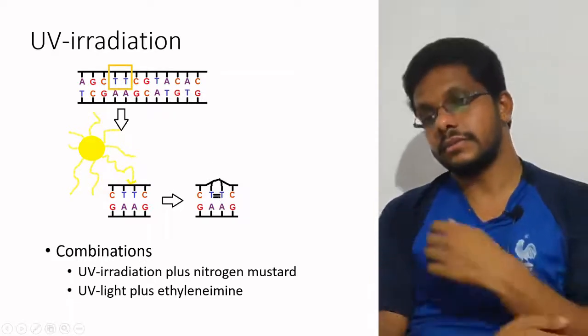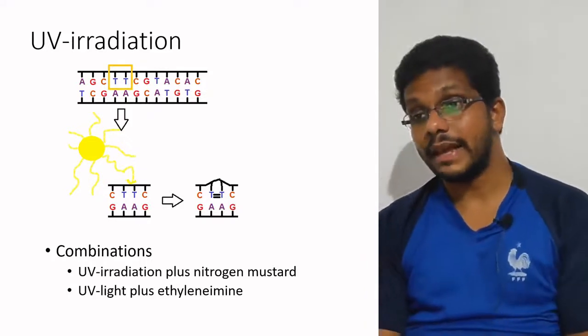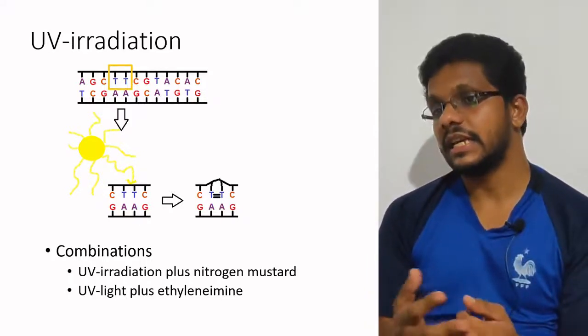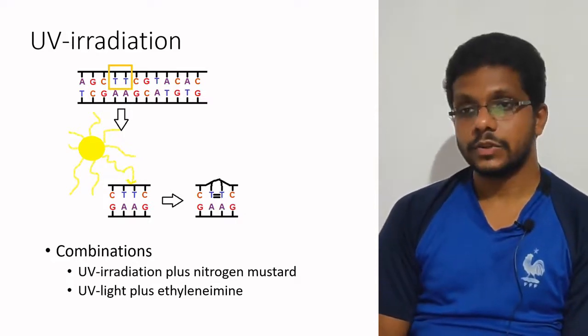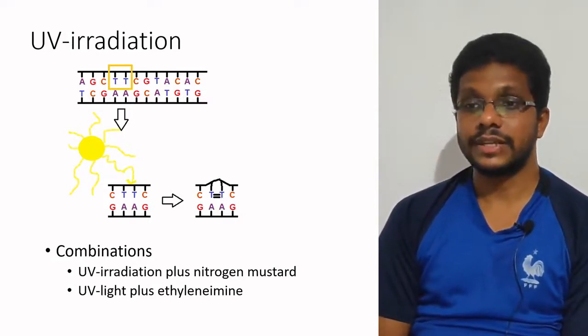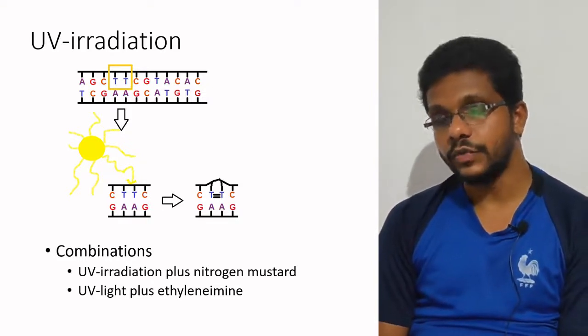Again, the repair mechanism comes into play. During the repair of DNA, it causes mutation in the DNA. So that's how the physical mutagenesis occurs using UV.